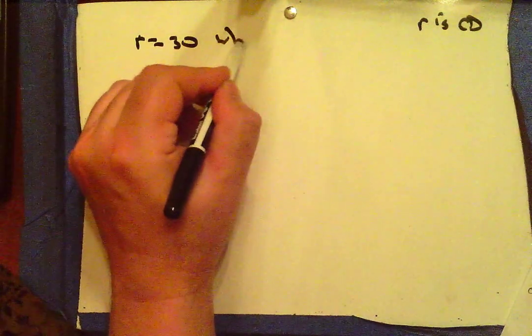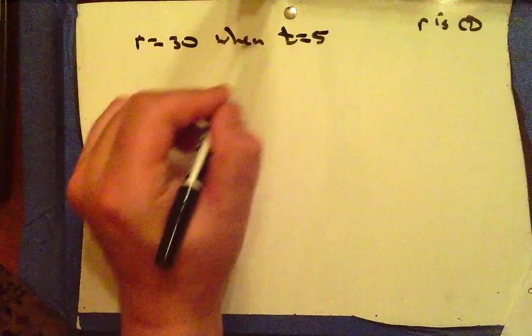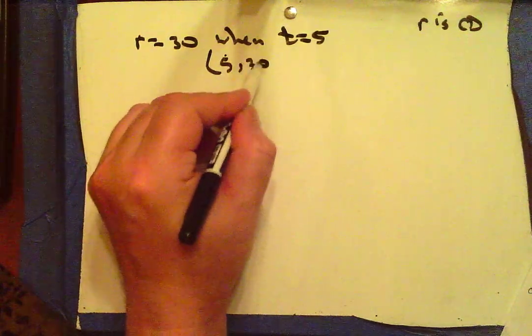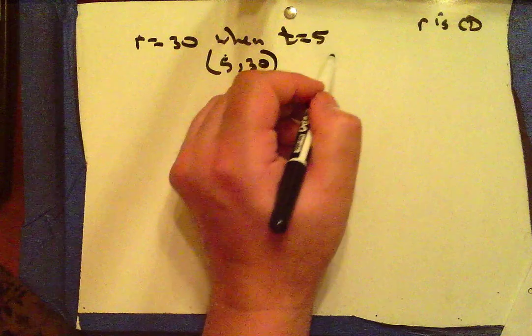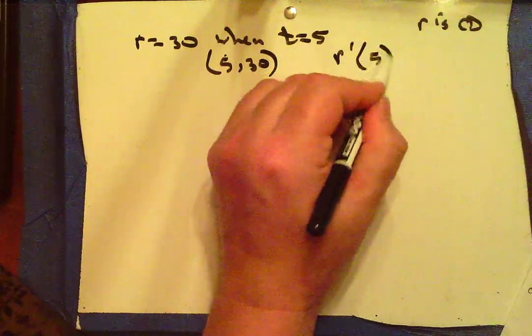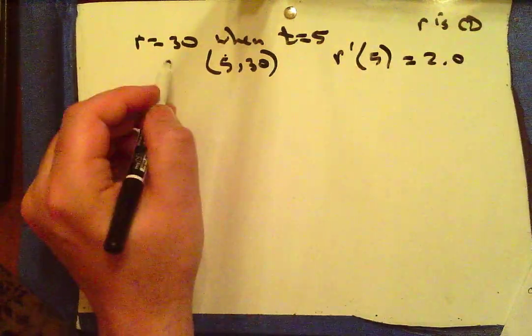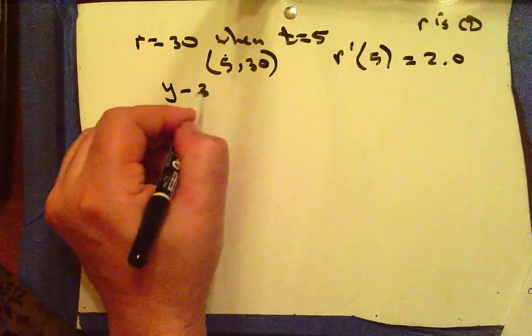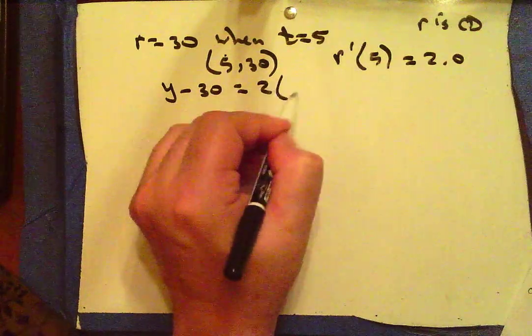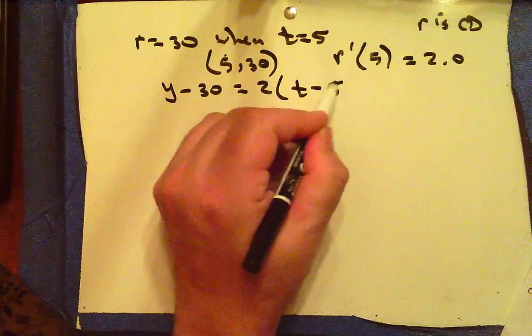I would think about using a tangent line approximation at t equals 5. So at t equals 5, the radius is 30, and so we've got (5, 30). And we want r prime at 5, and that is 2. And so then my tangent line: y minus 30 equals 2(t minus 5).